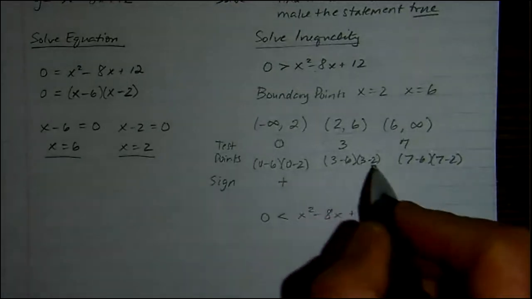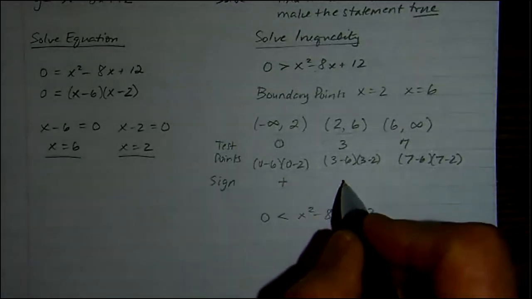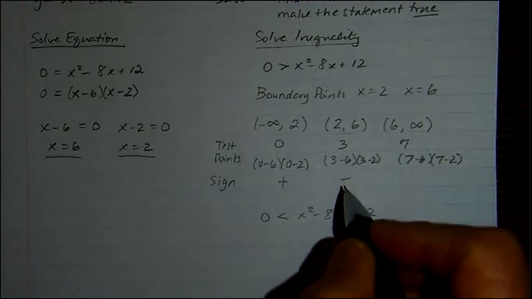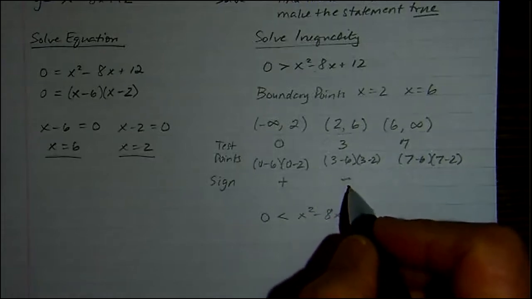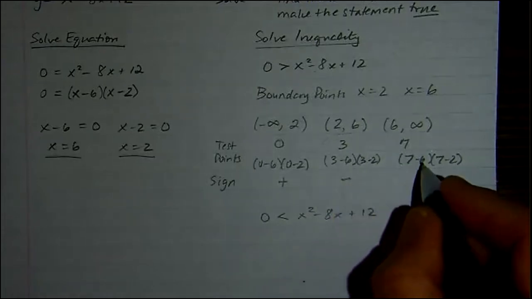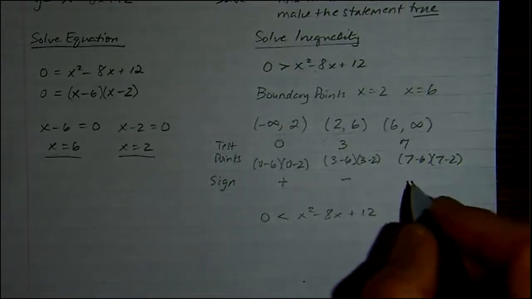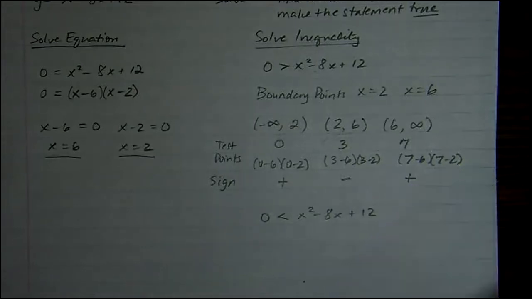3 minus 6 is negative, 3 minus 2 is positive. So when I multiply those, I'm going to get a negative number. I don't care what the number is at this point. I just want to know, is it positive or is it negative? And then over here, 7 minus 6 is 1, that's positive. 7 minus 2 is 5, that's also positive. When I multiply them, I get positive.